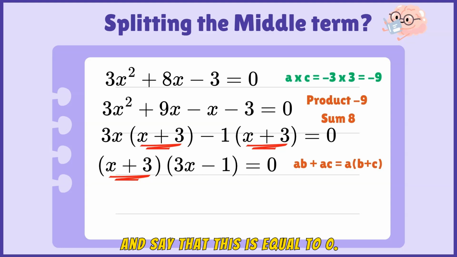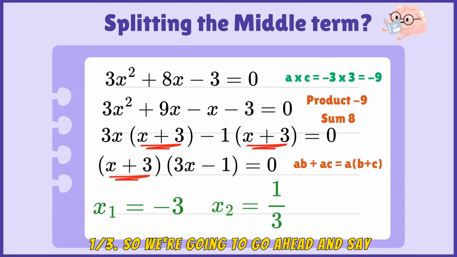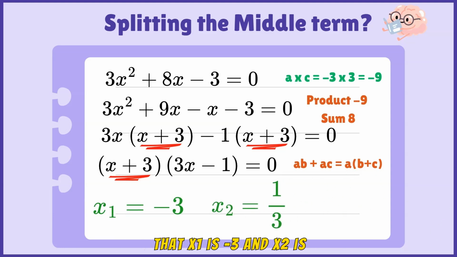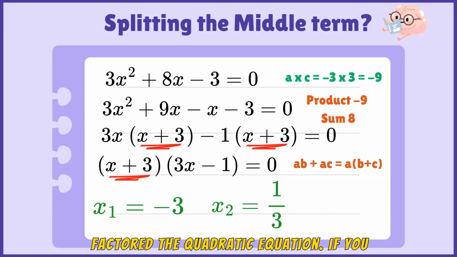is equal to 0. Now, if you wanted to send x plus 3 to 0, x should be -3. And if you wanted to send 3x minus 1 to 0, x should be 1/3. So we're going to go ahead and say that x1 is -3 and x2 is 1/3. And there you have it. We've successfully split the middle term and factored the quadratic equation.